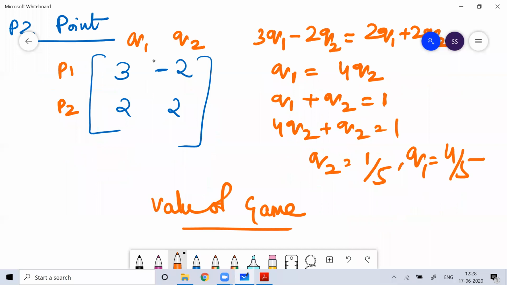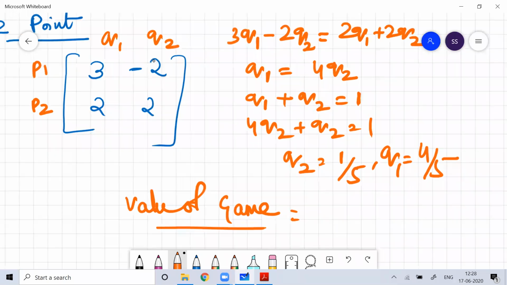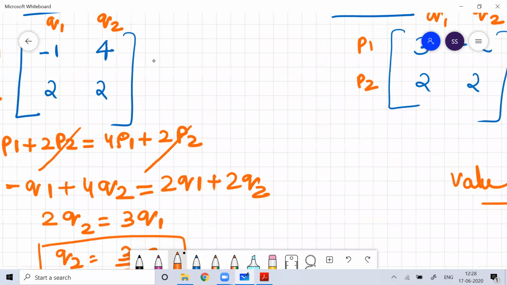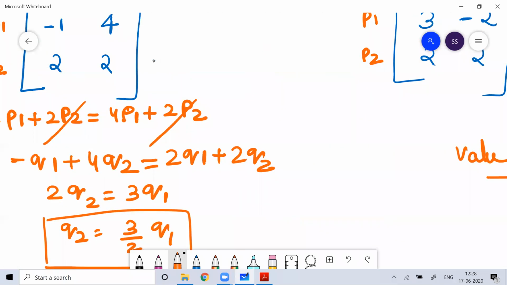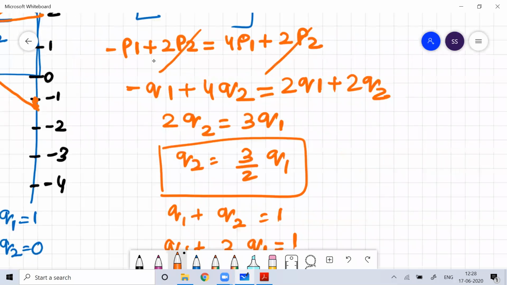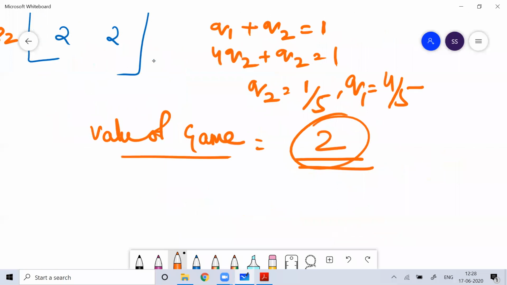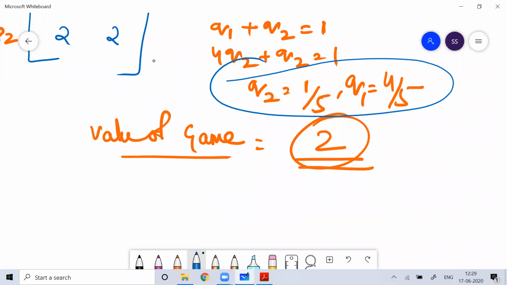The value of the game would be the same thing. Again, the value of the game would be 2. It doesn't matter which point I take, in both cases I'll get the same answer. Here the Q1, Q2 you got is 2 by 5, 3 by 5. Here 1 by 5 and 4 by 5, but the value of the game remains the same. The value of the game you're getting is 2.